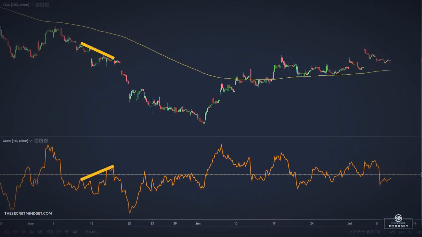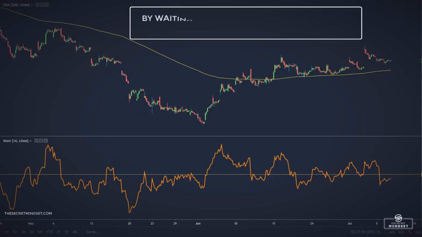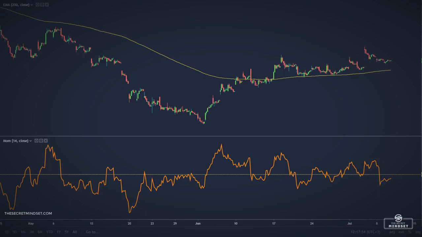Here's a hidden divergence. The price is making lower highs, but the momentum shows higher highs. You enter when the momentum crosses the zero line. You see how important this rule is. You cannot enter just because you see a divergence. The price could increase even more. By waiting for the zero line cross, you have a protection buffer and enter only if the downward momentum is strong.